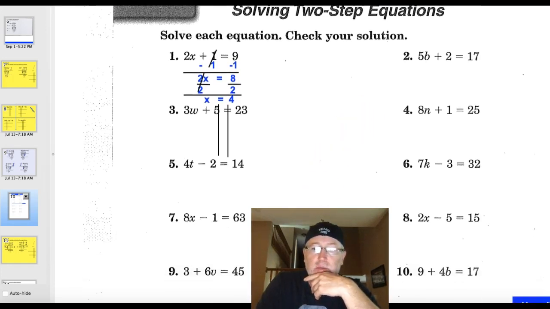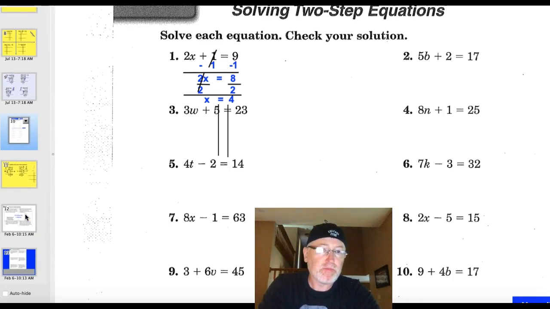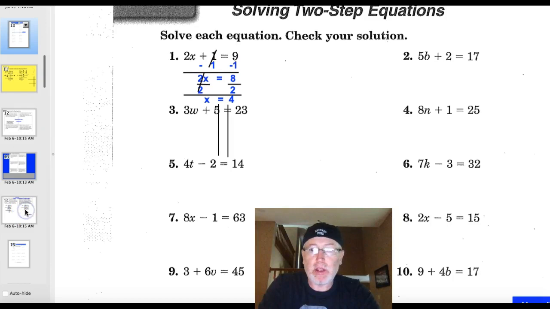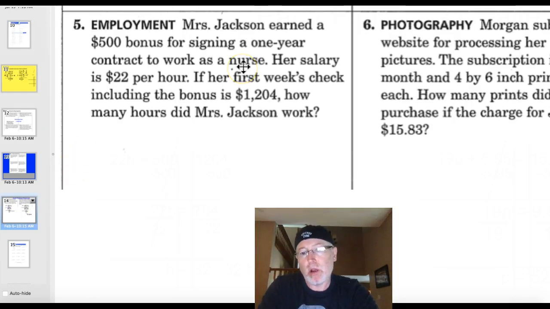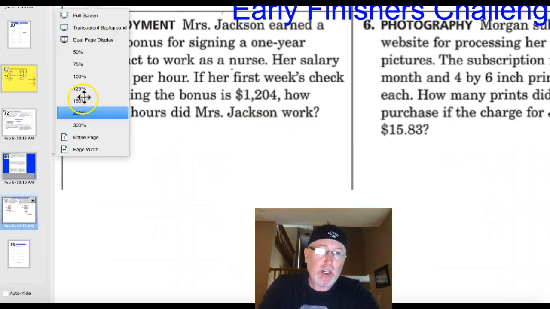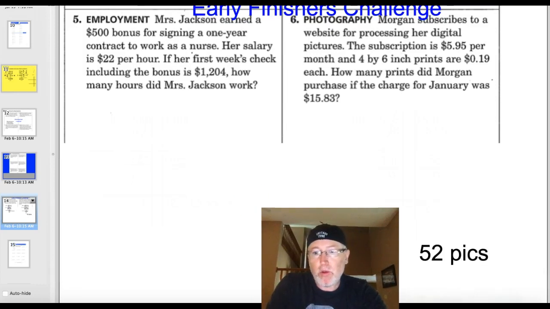Back to those 10. All right, and the early finisher challenge: a couple of word problems. We'll be looking at these tomorrow in a Schoology activity. Again, this is optional. Early finishers challenge. All right, read these problems. See if you can come up with an equation for both and an answer for both.